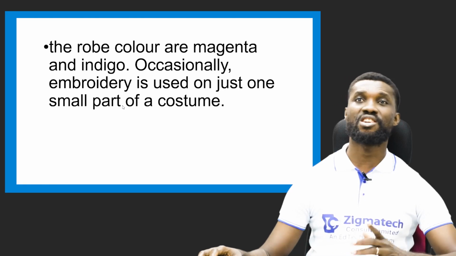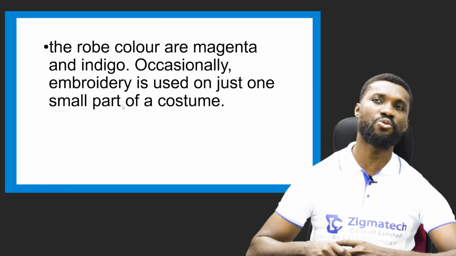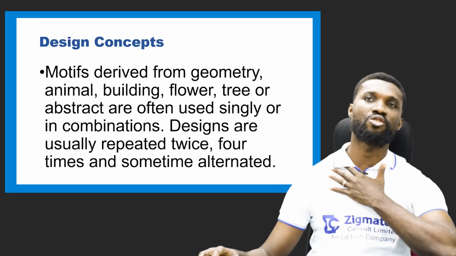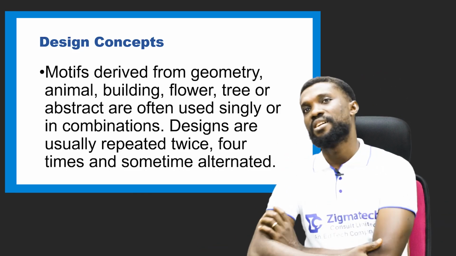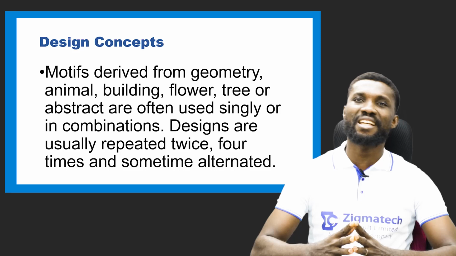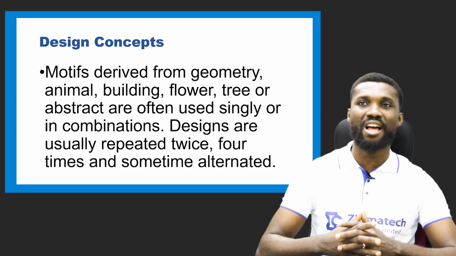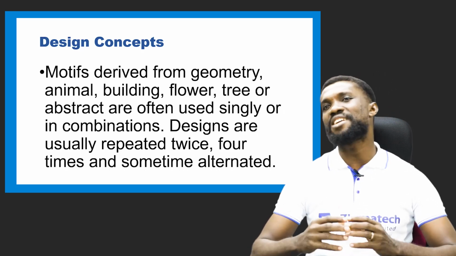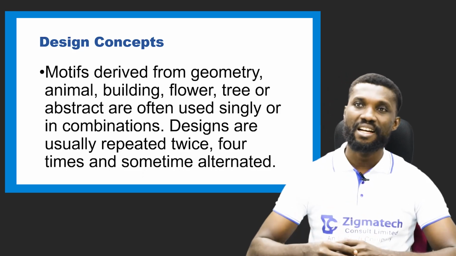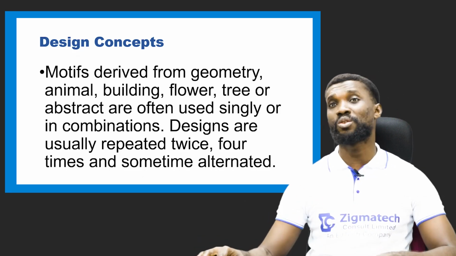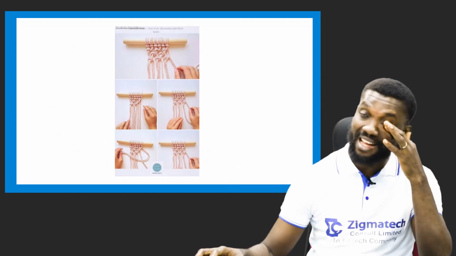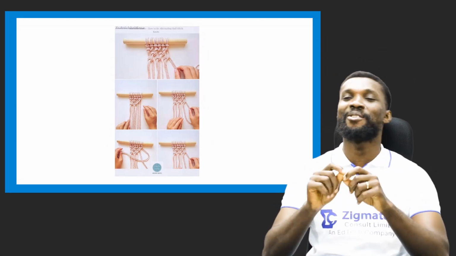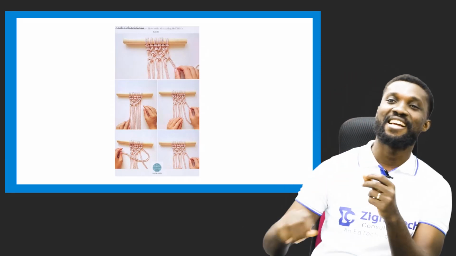Now the robe colors are magenta and indigo. Occasionally, embroidering is used on just one small part of a costume, so it is not something that is done on the entire costume. Now let's look at the concept in design. Motifs derived from geometric shapes, animals, buildings, flowers, trees, or abstract forms are often used singly or in combination. Designs are usually repeated twice or four times, and sometimes alternately, depending on the concept or what you really want to achieve.